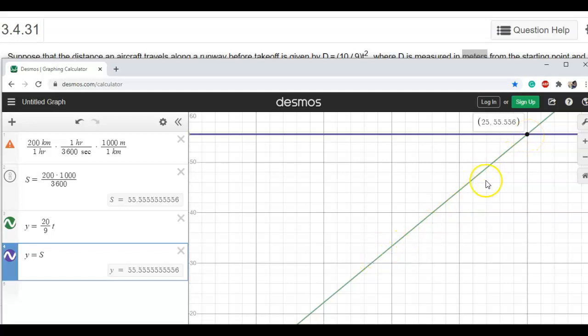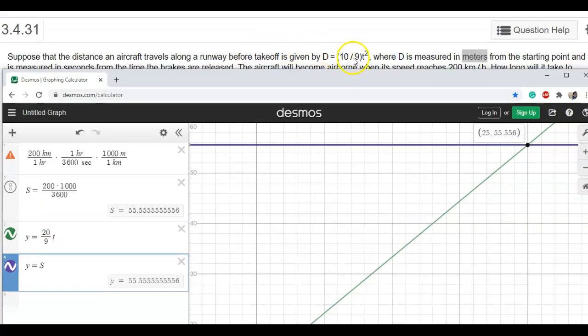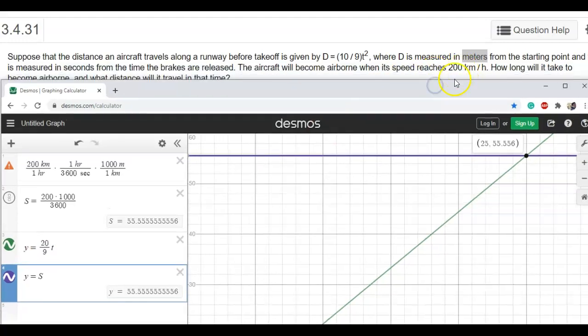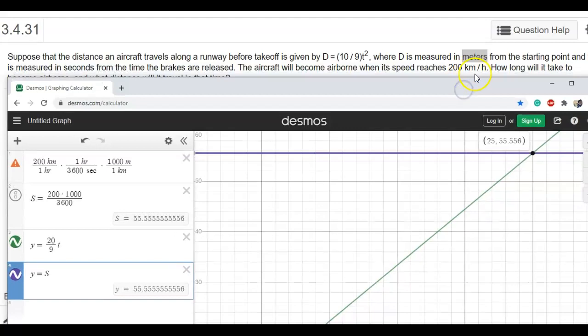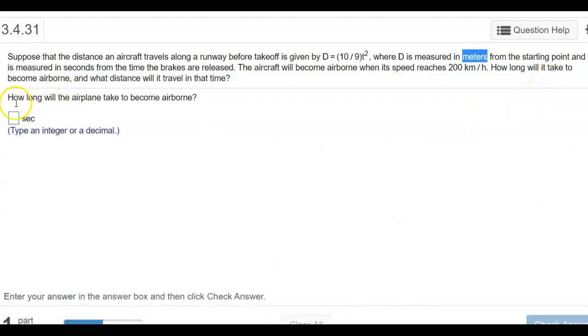This green curve is our velocity function. I'm using y equals, it's technically v equals for our velocity, but it's just the derivative of this. The derivative of distance is velocity, and the velocity is giving our speed. We just need to convert our speed to meters per second instead of kilometers per hour, because that's the units that D measures. We have to make them consistent. So 25 is the x coordinate here, so that's my answer.